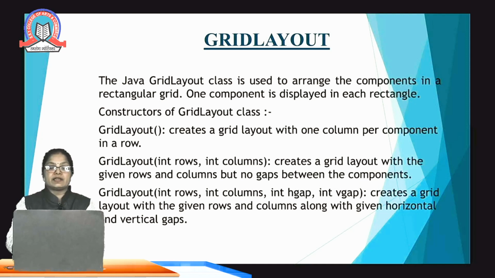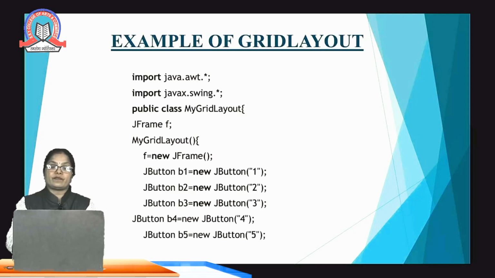And second constructor is parameterized, which contains two parameters, int rows and int columns, which creates a grid layout with the given rows and columns but no gaps between the components. And third one is the parameterized constructor, which contains four parameters: int rows, int columns, int horizontal gap, int vertical gap. It creates a grid layout with the given rows and columns and along with given horizontal and vertical gaps between the components.